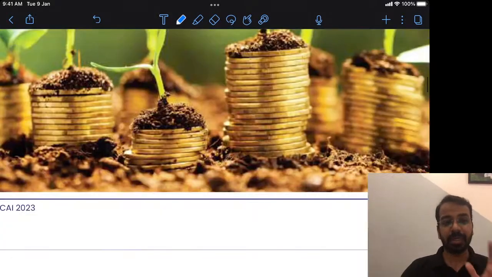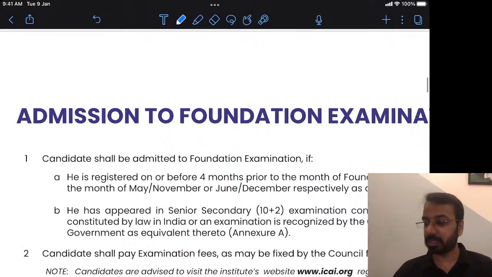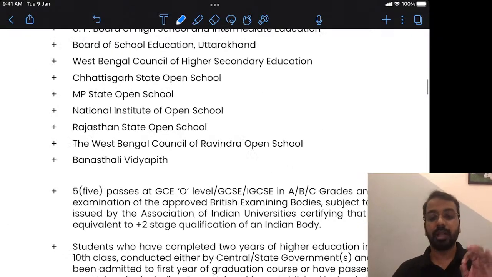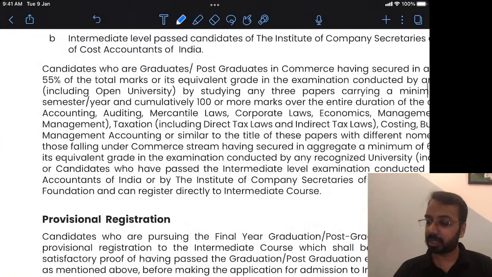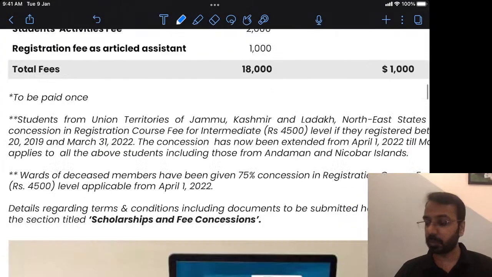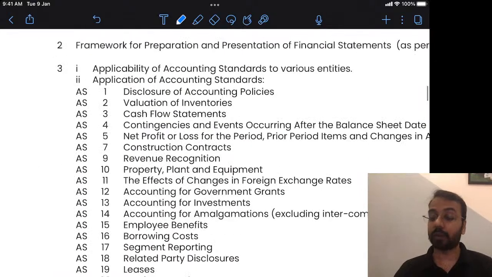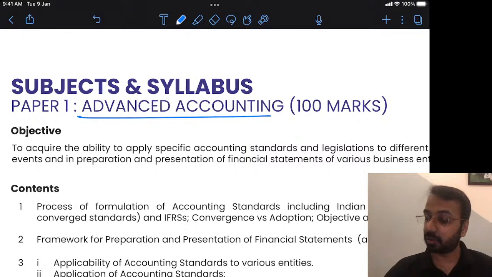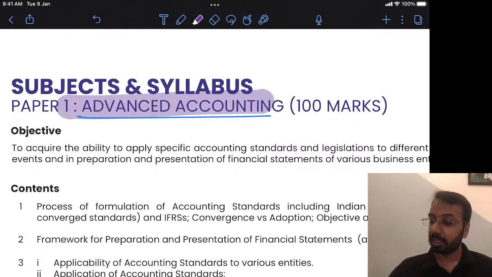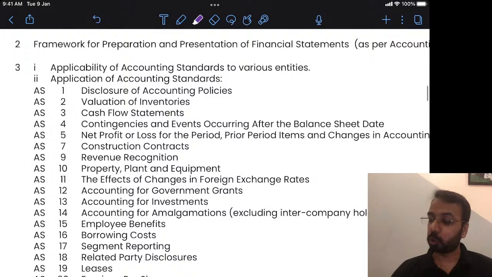We will again be having detailed subject by subject analysis by the respective faculties. This is just a broad overview. Now coming to intermediate content, that is where a lot of things get interesting. So paper 1 has now become advanced accounting. So basically this is your current group 2, but then you have a lot to learn.